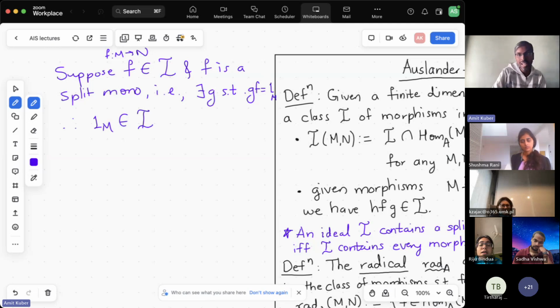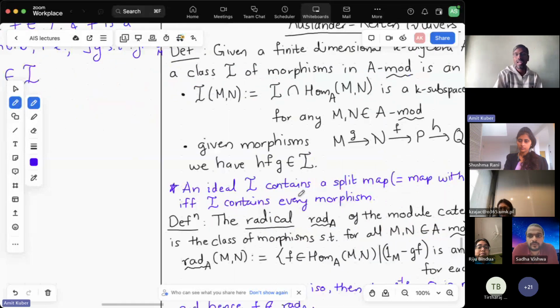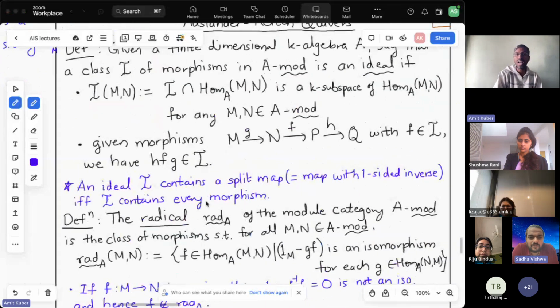So I have concluded that if there is a split morphism, then the identity isomorphism belongs to the ideal. And as soon as this isomorphism is there, I can conclude that any F with that source is there. Any G with source M is there. It is also there. You can see the rest of the proof. Yeah, it's very simple.